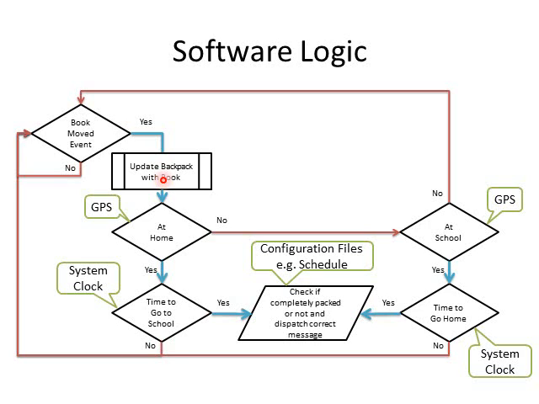Now, the GPS module will basically tell me whether I'm at home or at school. Our student was at school the last time we checked, and our student wants to go home. And so it'll check the clock and determine whether it's time to go to school or time to go home. And given that, it'll check if the backpack is completely packed and dispatch the correct message.